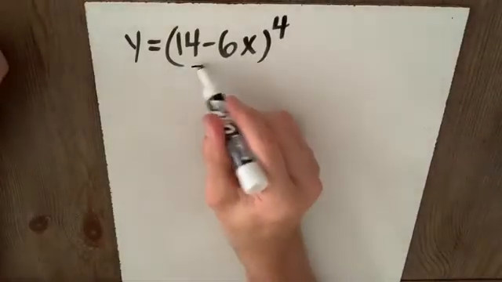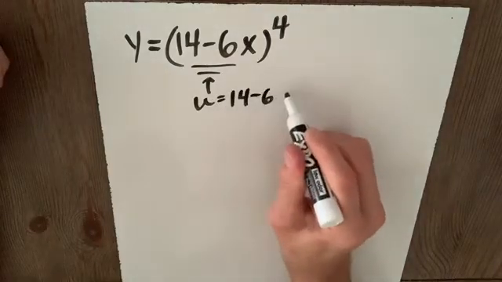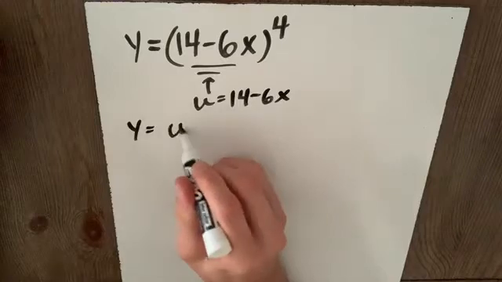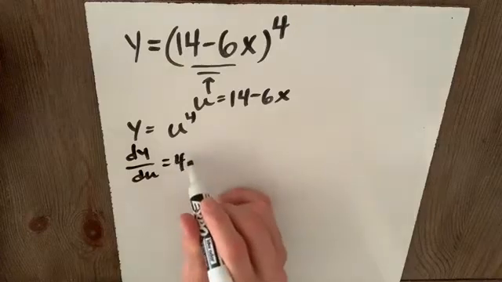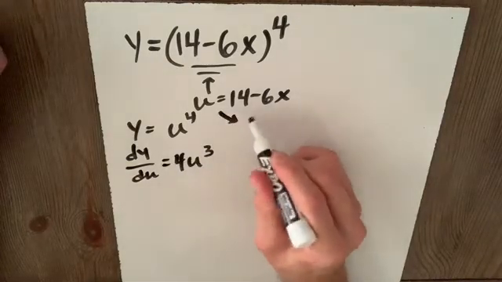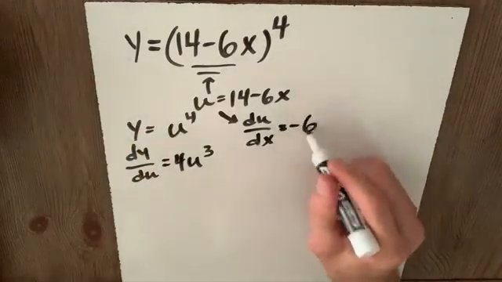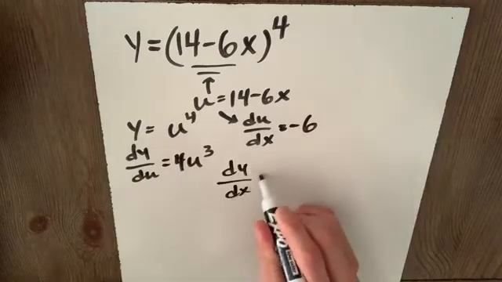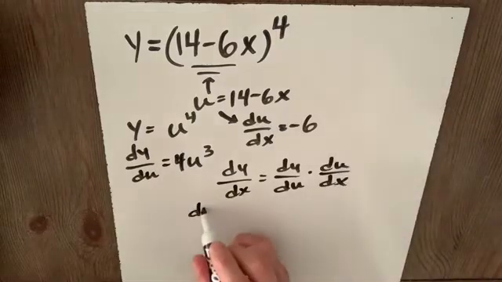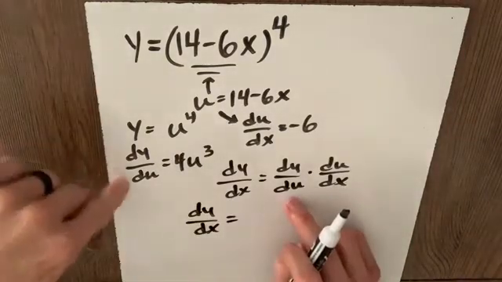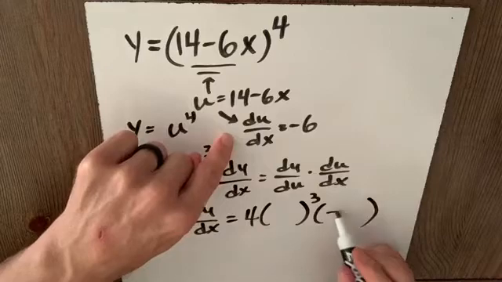Find the derivative. Notice this is not just x. So I immediately say let u equal 14 minus 6x. Turns my equation into y equals u to the fourth. So dy/du is 4u cubed. And here I have du/dx. U is written in terms of x, so it's going to be negative 6. So dy/dx is dy/du times du/dx. So dy/dx is, well, dy/du is 4 times u cubed, and du/dx was negative 6.